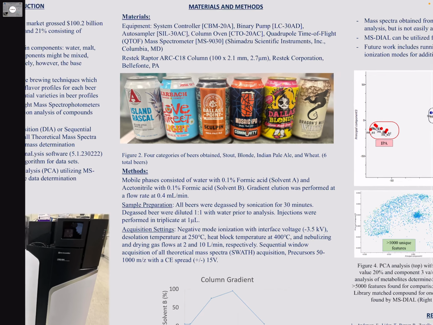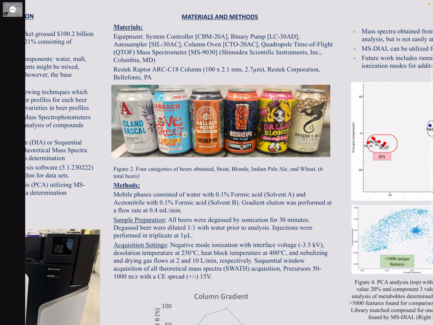For the method, we used a very simple reverse phase column, the Restek Raptor ARC C18 column with mobile phase consisting of water, acetonitrile with 0.1% formic acid in both. The sample prep was very simple for this experiment. We purchased all of the beers, we degassed them for 30 minutes, and then diluted them 1-to-1 with water and injected only 1 microliter in triplicate.